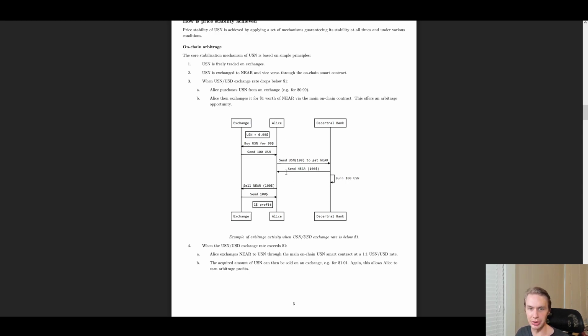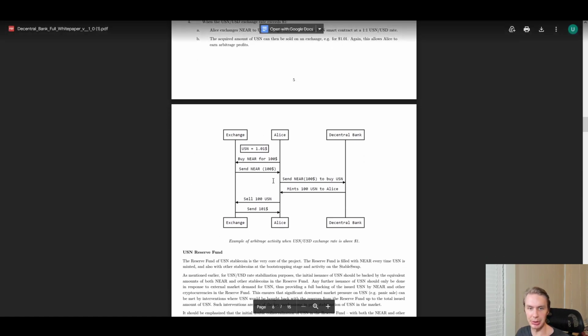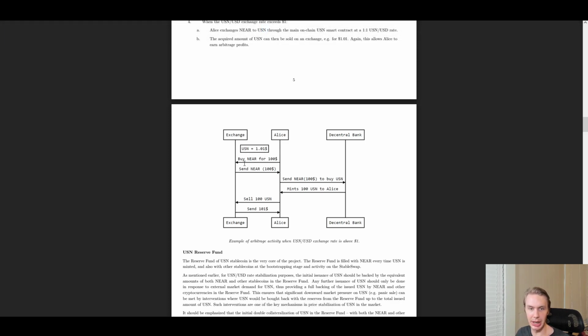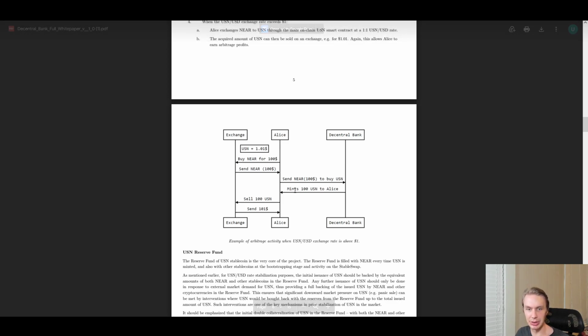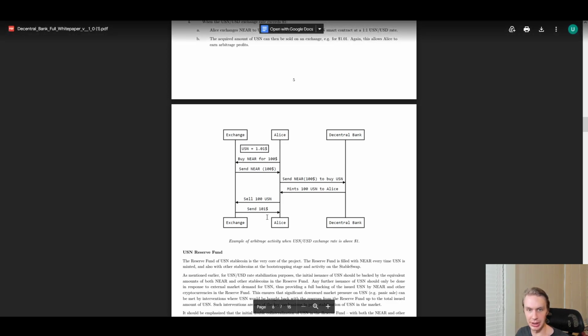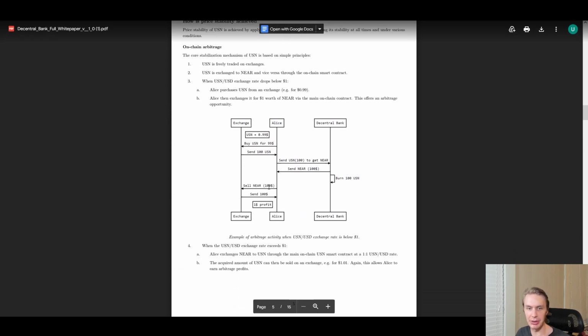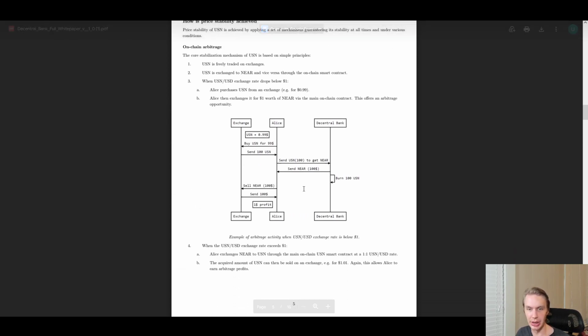And the idea is that arbitragers do this on a large scale, and that helps keep the peg. Because the opposite would happen if it ever got above the peg: you would buy $100 worth of NEAR, send it in, get 100 USN back, and then sell that for the above-peg price, and that would drive the price back down. So that's how this arbitrage is supposed to work. Now, is this susceptible to a death spiral, though? That's, I think, the critical question.